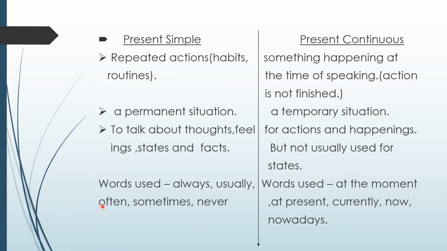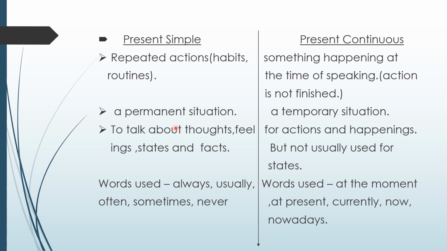Now, see here, children, what are the situations when we use present simple tense and when we use present continuous tense? The first one, we use present simple tense when we talk about repeated actions. That means about habits and routines. And in present continuous tense, we talk about something that is happening at the time of speaking, but the action is not finished. Okay. In present simple tense, the situation is permanent. In present continuous tense, the situation is temporary.